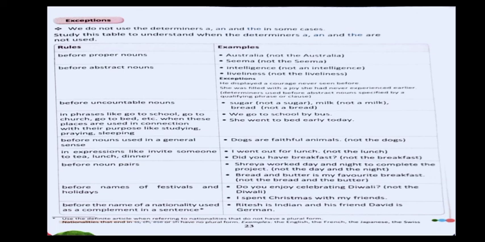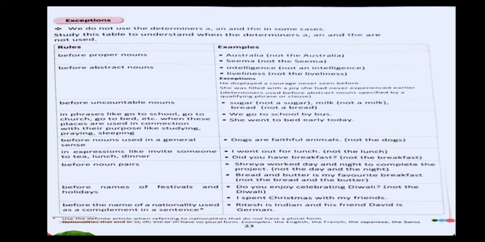Then, before nouns used in a general sense. Now see, dogs are faithful animals. Now, general sense, what does this mean? General sense is when we are talking about anything in a random way. Suppose it's a fact that we see dogs are mostly faithful. So we do not use any article in front of a general opinion that is being expressed. Then again, expression is again your abstract noun.